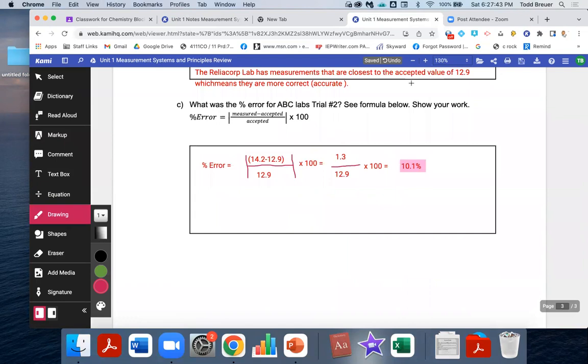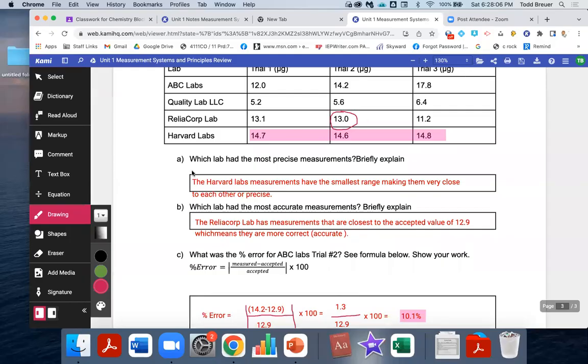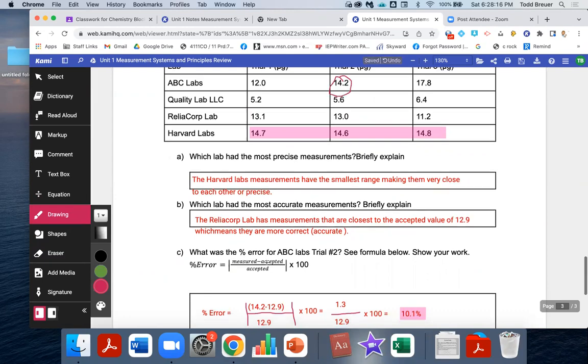So it looks like we're going to pause the video here and make a real quick correction. My apologies, we highlighted the wrong data. So let's get with it, Mr. Brewer. We want to highlight ABC Labs trial 2, 14.2. So the math we have set up is correct.